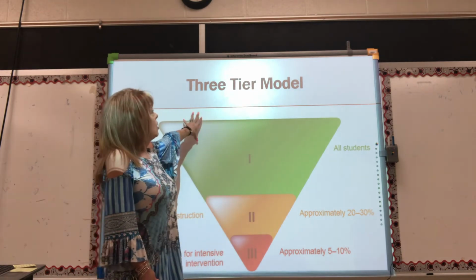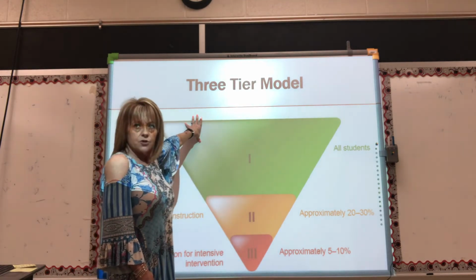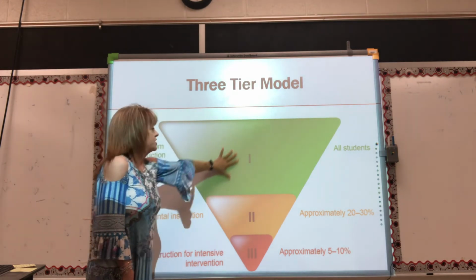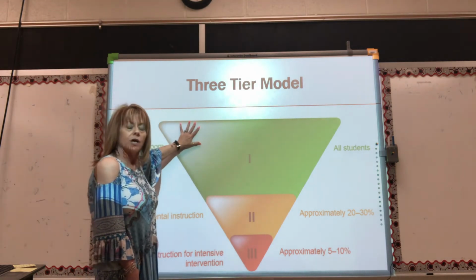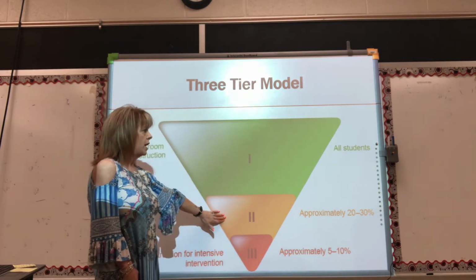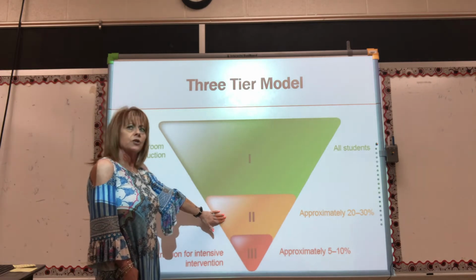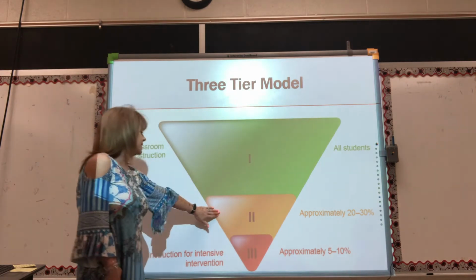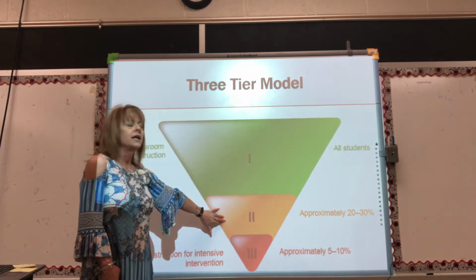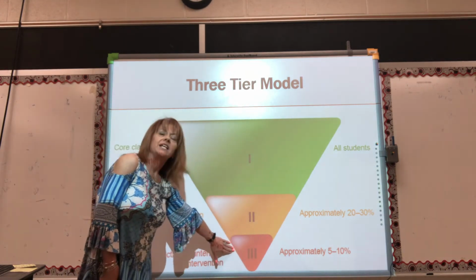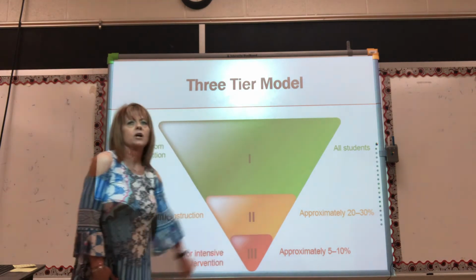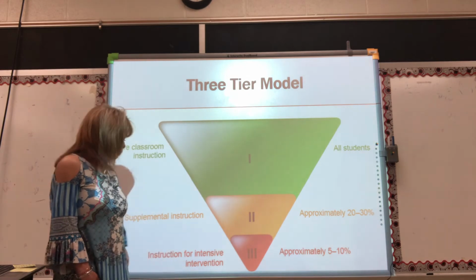Now, we know our 3 tiers of instruction. We talk about that a great deal. Tier 1 is for all students, and that's your core classroom instruction, usually whole group, small group. And then we have approximately 20 to 30 children that still need that tier 2 intervention, some strategic intervention. And then we have some that need that intensive, rigorous intervention, and that's approximately 5 to 10% of our school population.